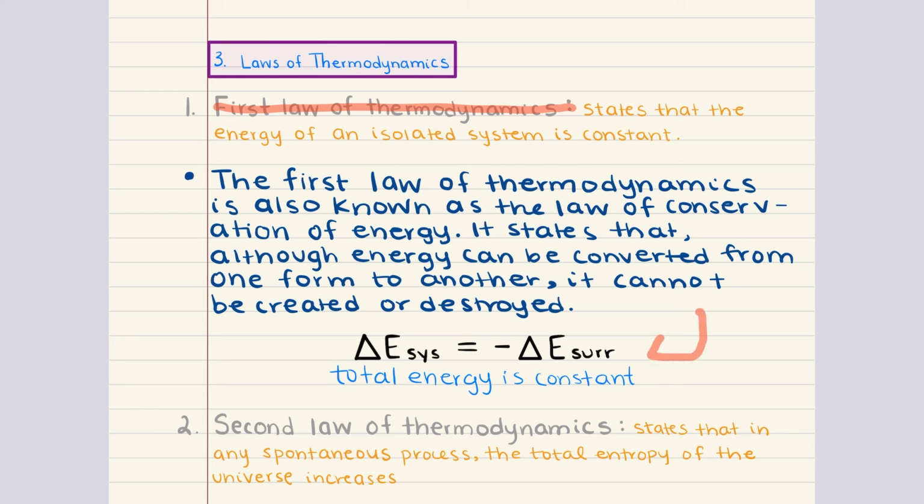Mathematically, we express this in the following form. Delta E system is equal to negative delta E surroundings. Delta E system is the change in energy of the system, and delta E surroundings is the change in energy of the surroundings. This equation shows that any energy lost by the system is gained by the surroundings and vice versa. This law is foundational in thermodynamics because it reminds us that all energy exchanges are balanced. Energy doesn't just disappear, instead, it transforms or transfers.